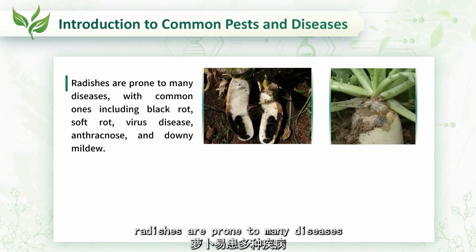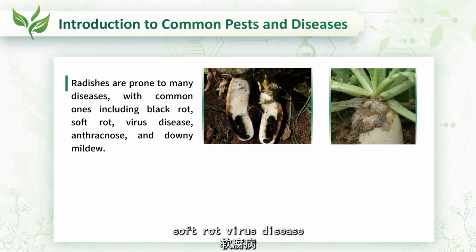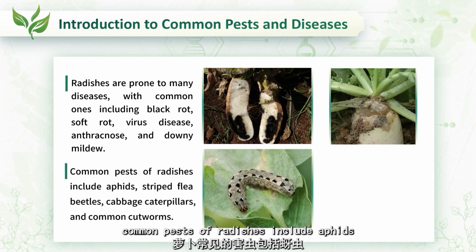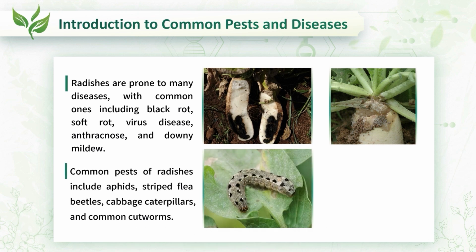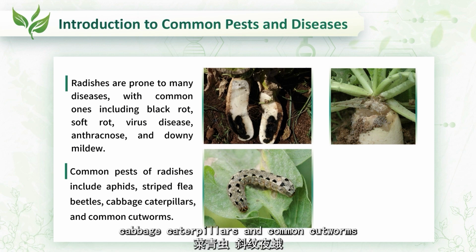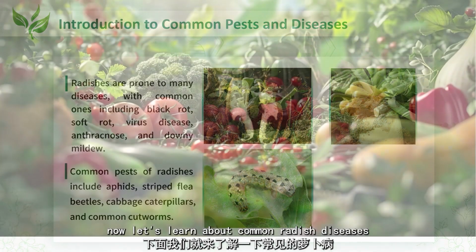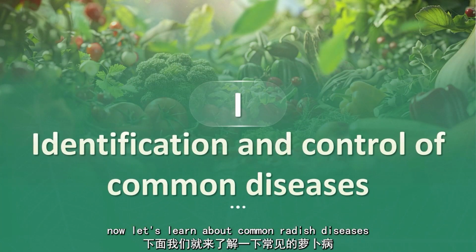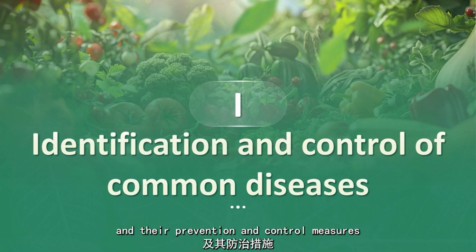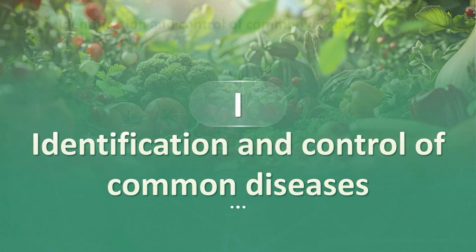Radishes are prone to many diseases, with common ones including black rot, soft rot, virus disease, anthracnose, and downy mildew. Common pests of radishes include aphids, striped flea beetles, cabbage caterpillars, and common cutworms. Now, let's learn about common radish diseases and their prevention and control measures.